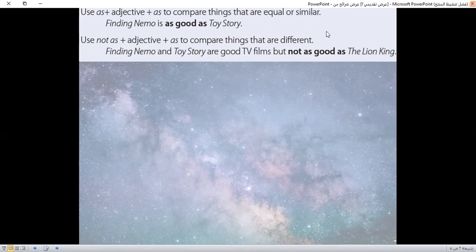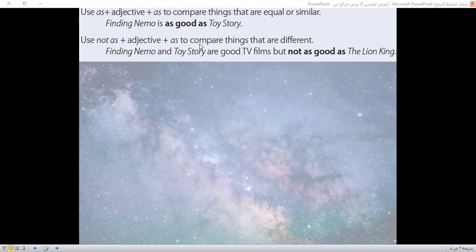When I don't want to compare between two things, I will say that two things are the same or have the same level of some adjective. I'm going to use as, adjective, and then as to compare things that are equal or similar. So Finding Nemo is as good as Toy Story. For him, Finding Nemo, the animation, is the same thing. For him, it's as good as Toy Story. And if I want to add the opposite part, I'm going to say not as, adjective, as.